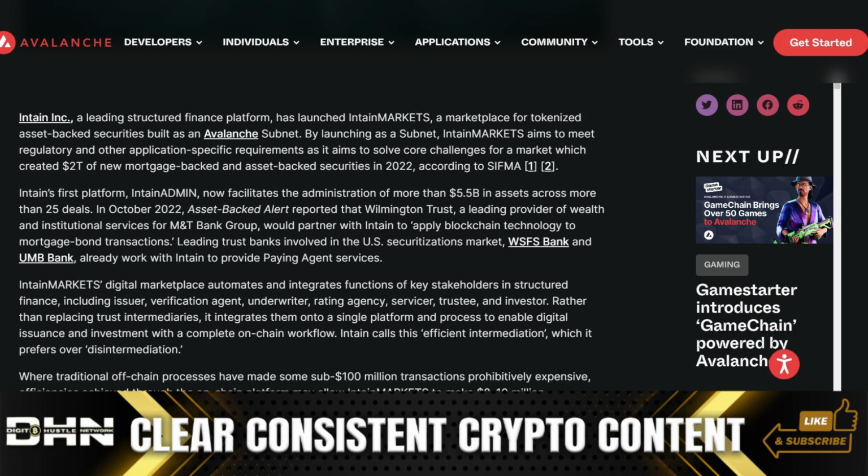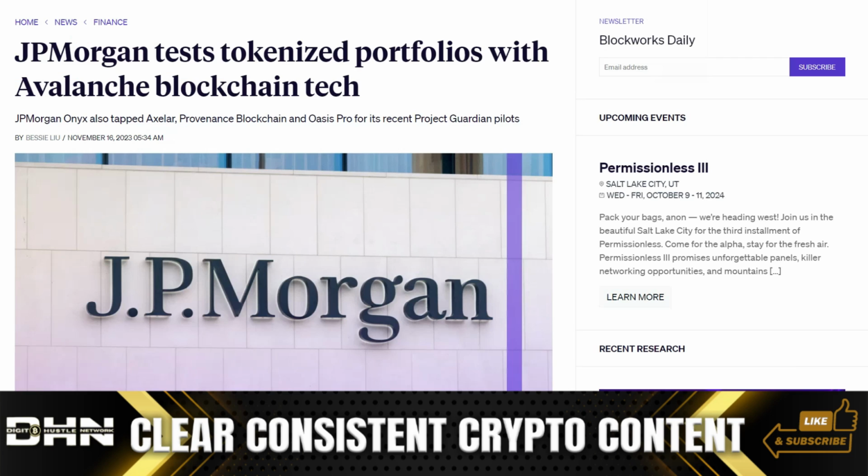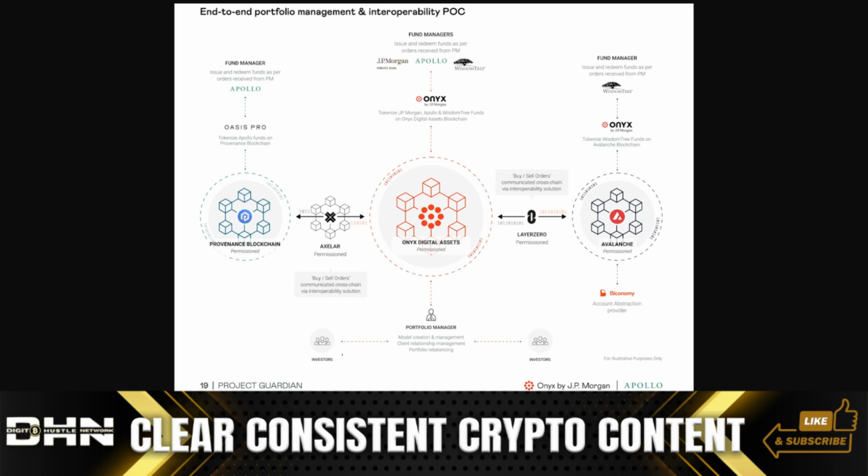Outside of this, there's one more major player, though. And this is the one that officially made me lock in on Avalanche from that day forward. November of last year, JP Morgan tested tokenized portfolios with Avalanche blockchain technology alongside other players. You can see they tapped Axelar, Provenance Blockchain, and Oasis Pro for this Project Guardian pilot. You can see they're being used as a permissioned blockchain, which is another key point here.